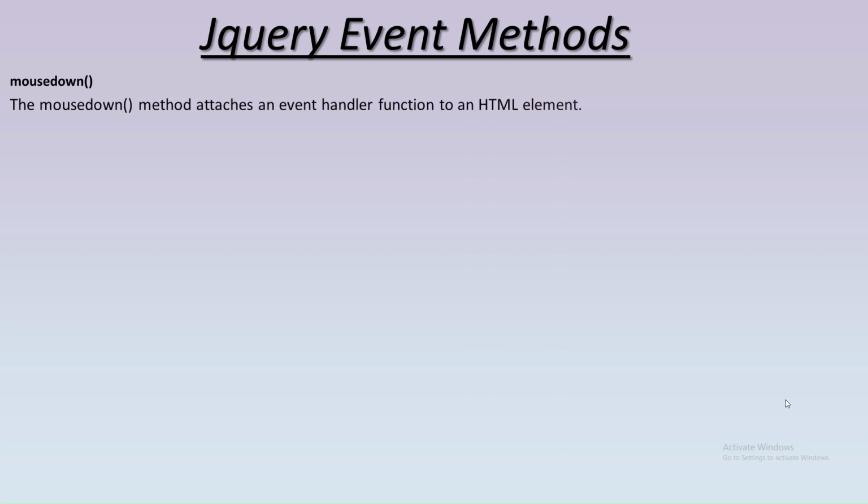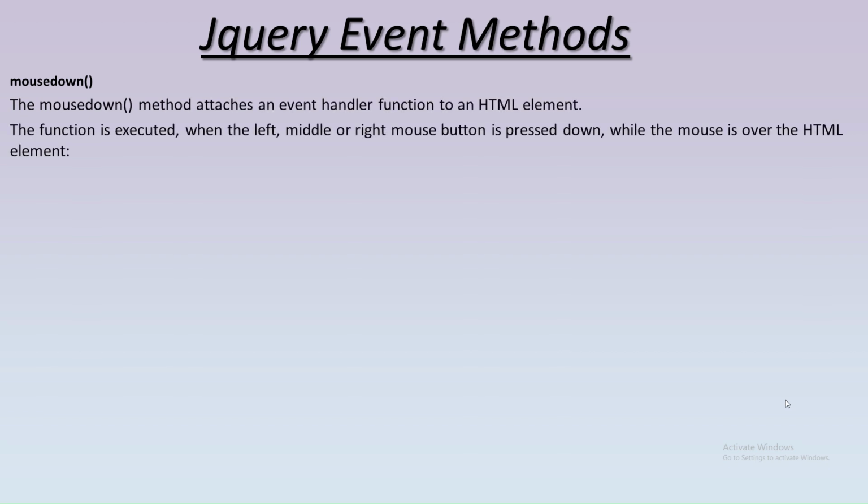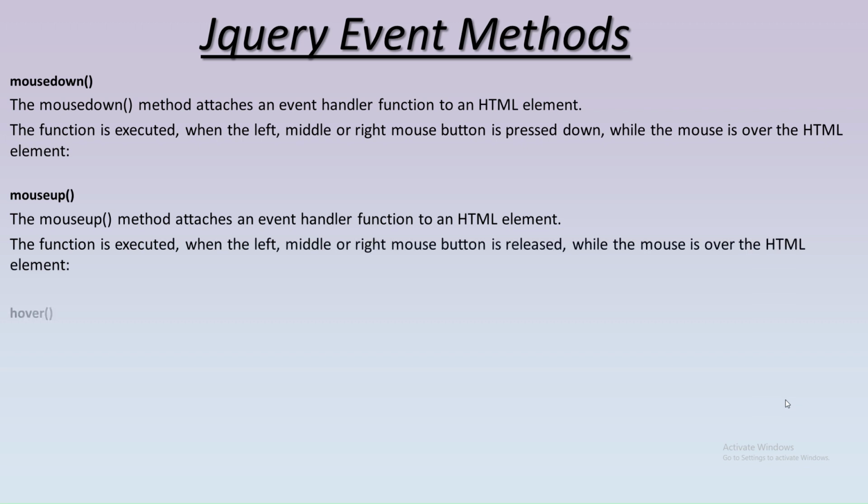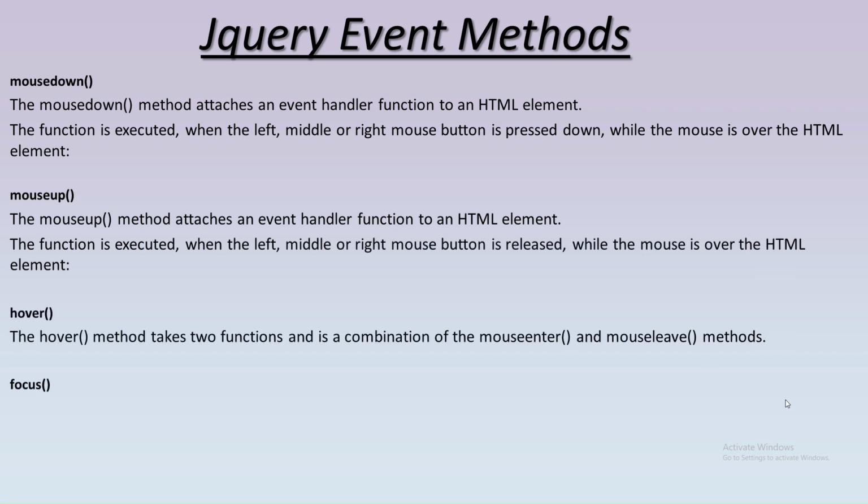Now moving ahead, mousedown. The mousedown method attaches an event handler function to an HTML element, and the function is executed when the left, middle, or right mouse button is pressed down while the mouse is over the HTML element. Similarly, mouseup. The mouseup method attaches an event handler function to an HTML element, and the function is executed when the left, middle, or right mouse button is released while the mouse is over the HTML element. Hover. The hover method takes two functions and is a combination of the mouseenter and mouseleave methods.